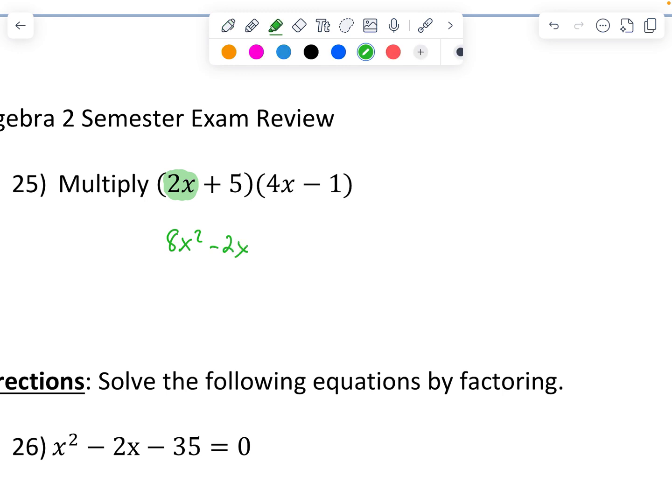And then we distribute the +5. So again, +5 times that and +5 times that gives us plus 20x minus 5. Then you just combine like terms, which will always be the two things that have x in it on a problem like this. And so that gives us 8x squared minus 18x minus 5.